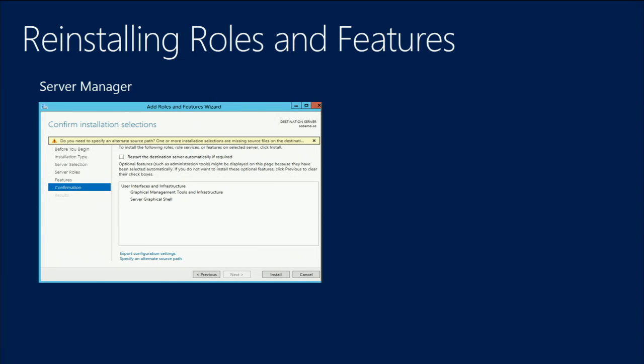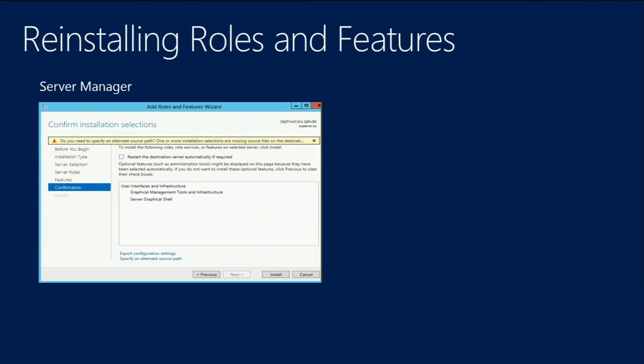So here I'm in the Add Roles and Feature Wizard. I've gone down all the way to the confirmation, selected the features which I wanted, and you'll see here that there is a warning message which is saying, hey, do you need to go specify a source path? Because one or more of these features or roles that you're trying to install, I don't have the binaries for them. Okay, that's effectively what it's saying. Now, this doesn't mean that you have to provide a source path. If you're going to be using Windows Update, then you can just ignore that warning. That's why it's a warning, not an error.